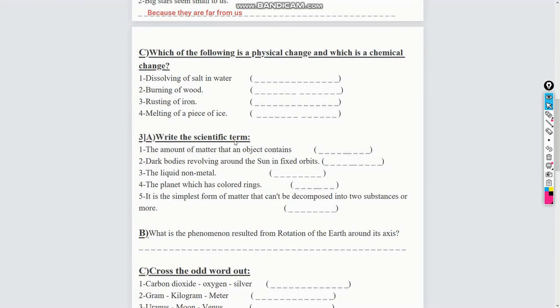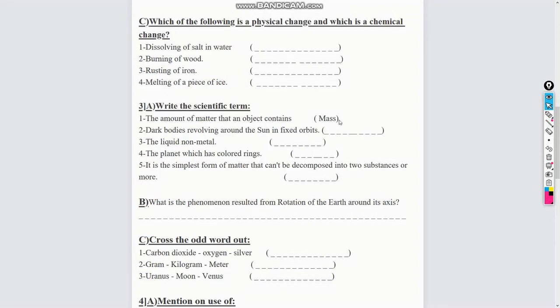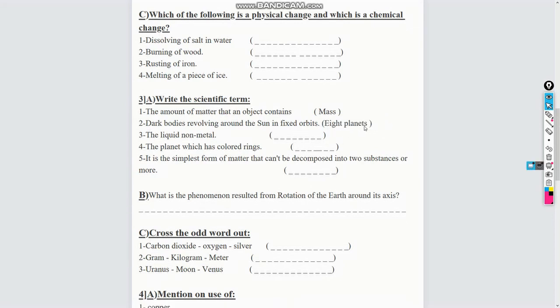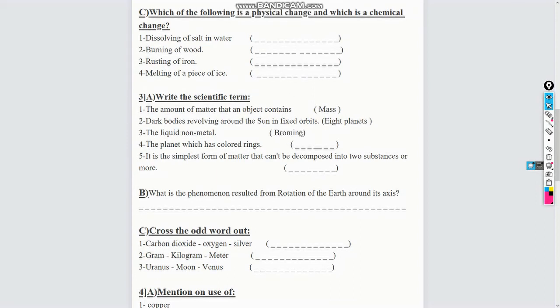Write the scientific term, the amount of matter that an object contains. Correct, it is mass. Number 2, dark bodies revolving around the sun in fixed orbits. Correct, 8 planets. Liquid, non-metal. Well, I remember that mercury is a metal liquid. So which liquid is a non-metal? Yes, it's bromine.